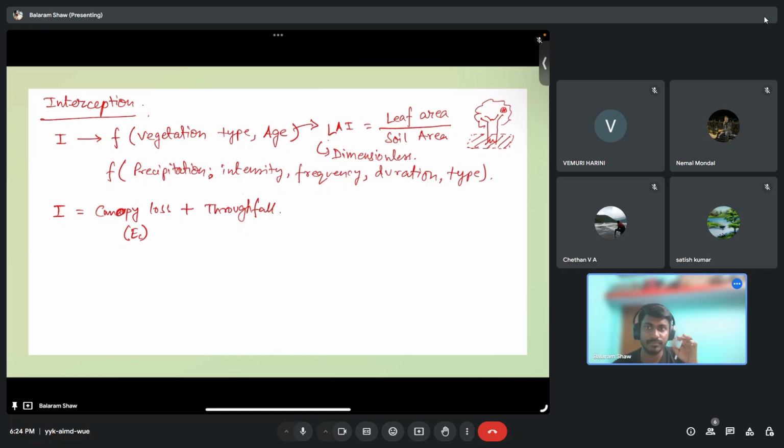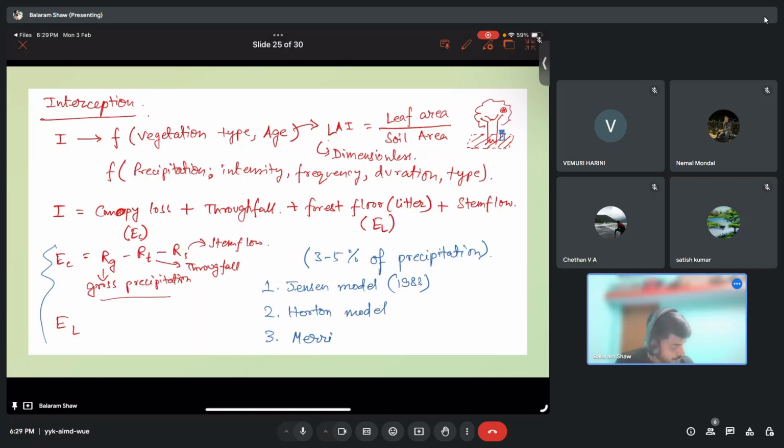Okay, I hope interception is clear, right? There are others also, like the Merriam model, which was from the 1960s. This Merriam model is a modification of the Horton model itself, just that in this we consider one exponential decaying term. As the precipitation increases, we are saying that we have one exponential decay term. Okay, and that is how we get to the interception.